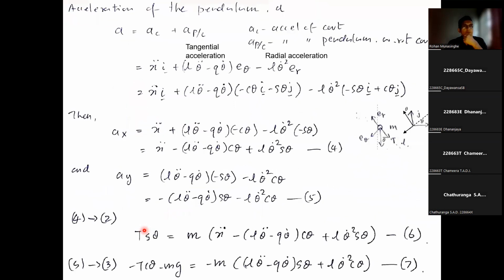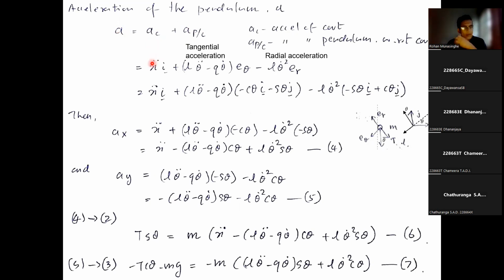Now, we also know the acceleration of the pendulum is equal to the acceleration of the cart. Whatever acceleration the cart has, right? The pendulum also assumes that acceleration, right? But in addition to that, any relative motion of the pendulum with respect to the cart is also there. So this is the equation for the acceleration of the pendulum, right?